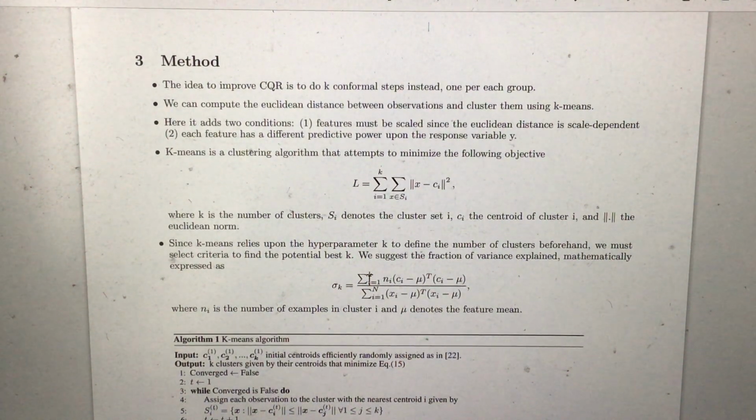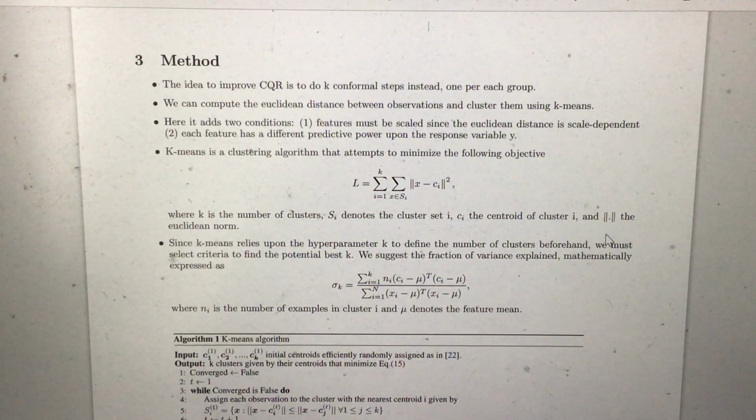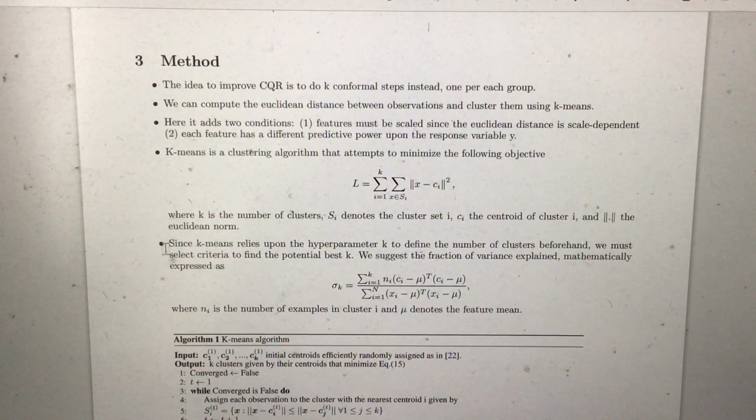So let me talk about k-means. K-means is a clustering algorithm that attempts to minimize the following objective: the sum over i from 1 to k, and x belonging to S_i, of the norm of x minus c_i squared. Here k is the number of clusters, S_i is the cluster set i, and c_i is the centroid of cluster i. And this distance is the Euclidean norm.